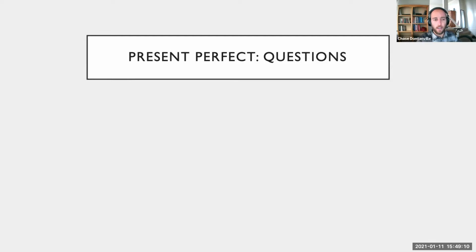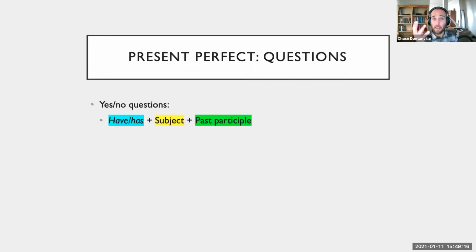So, yes, no questions. As you can see, the same elements, the same parts. We have subject, we have has, and past participle, but the order changes. So for a question, the helping verb, have or has, comes first. Have, has, plus subject, plus past participle.